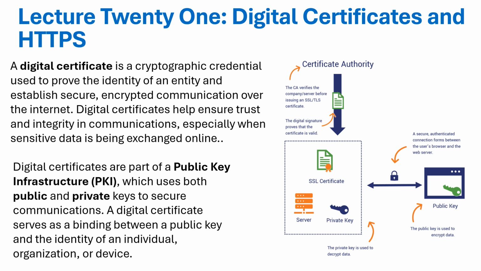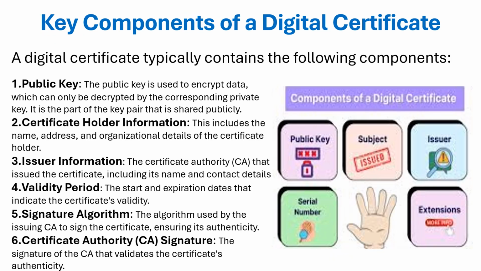A digital certificate serves as a binding between the public key and the identity of an individual, organization, or device. These are the key components of a digital certificate. First, the public key, which is used to encrypt data that can only be decrypted by the corresponding private key. It's the part of the key pair that is shared publicly.